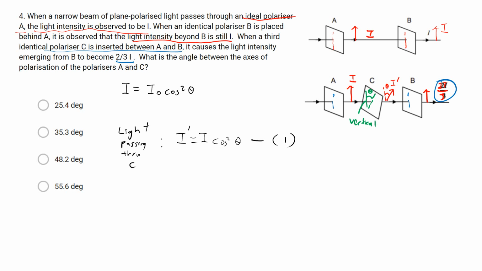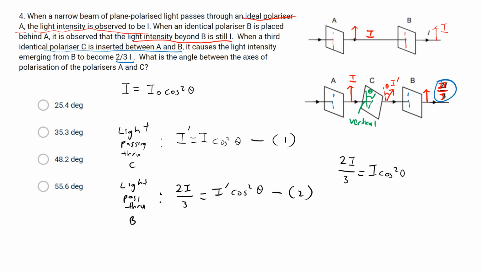Now let's consider light passing through B. Based on the situation, we get 2I/3 equals I prime cosine squared theta. And this is our second equation. Combining these two equations, we get 2I/3 equals I cosine squared theta times cosine squared theta. And from this, we get cosine to the power of 4 theta equals 2/3. By solving, we realize that theta equals 25.4 degrees. And therefore, the answer is option A.